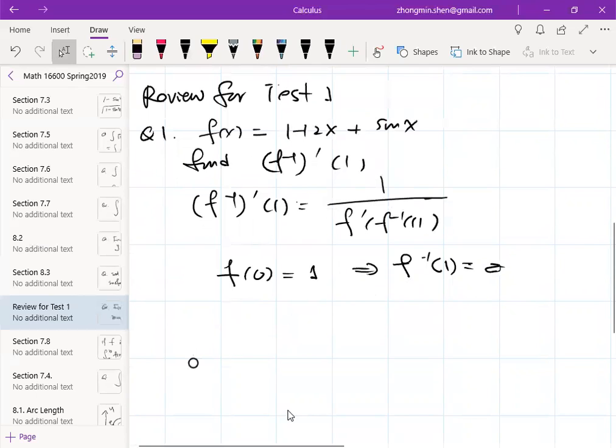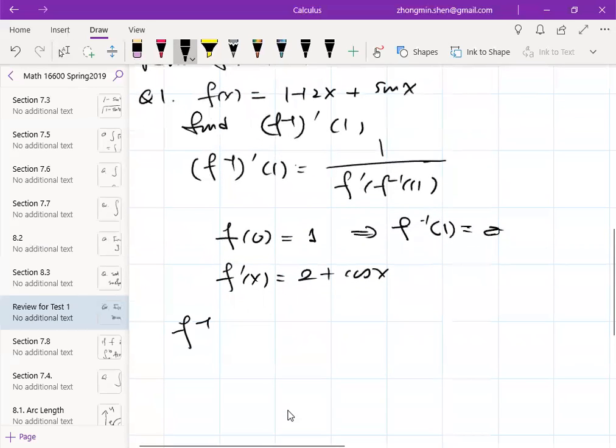The next step is just to find the derivative of the function. It's going to be 2 plus cosine x. Why does the inverse exist? Because clearly this derivative is always greater than or equal to 1. It's positive, so the function is increasing. So that's why the inverse exists. That's all you needed to know.